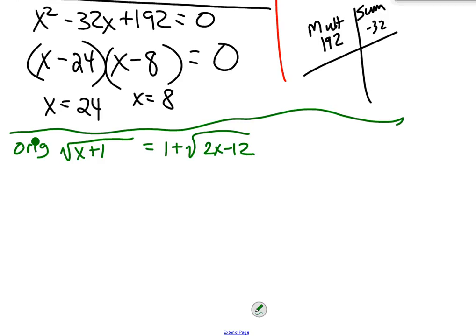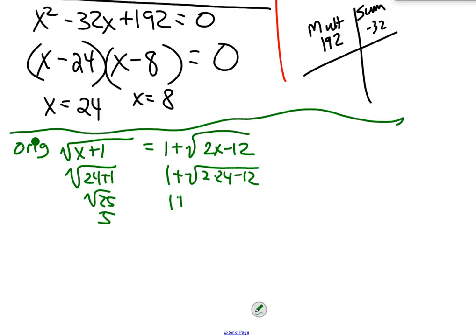And so let's try 24. So 24 plus 1 is 25. Square root of 25 is 5. And over here, 1 plus the square root of 2 times 24 minus 12. What's 24 times 2? 48. 48 minus 12 is, so 1 plus the square root of 36. What's the square root of 36? 6. Plus 1 plus 6, so that's 7. Does 24 work? And notice it didn't even give us something that is not a real number. It just doesn't work. But it has to do with the fact that we have that radical.